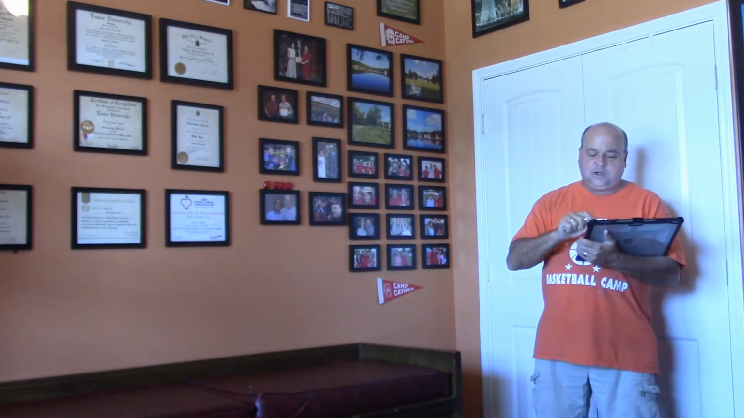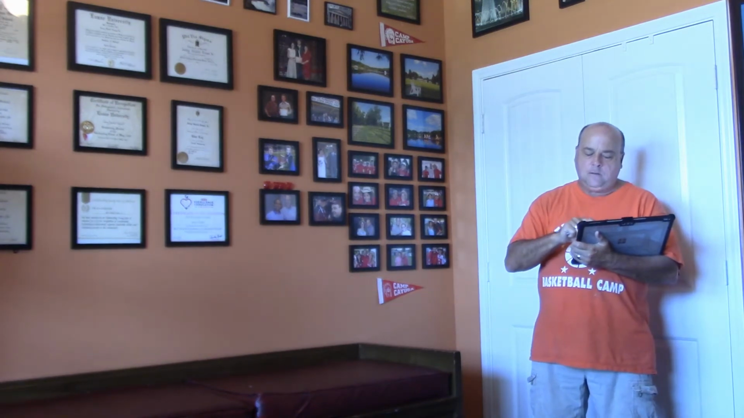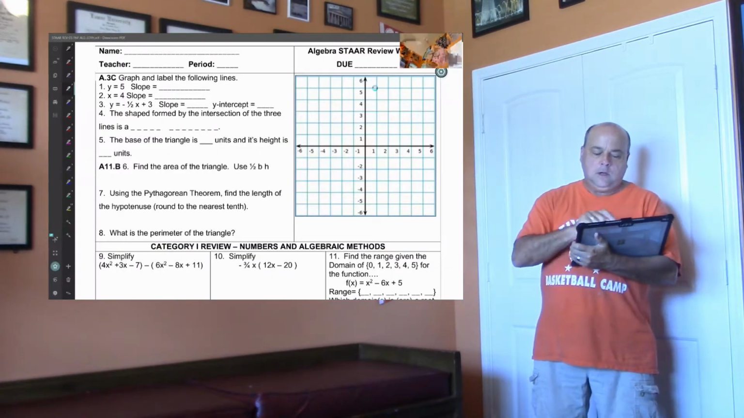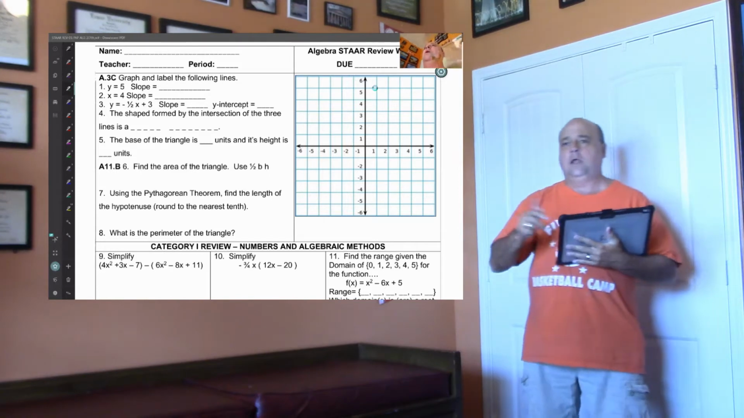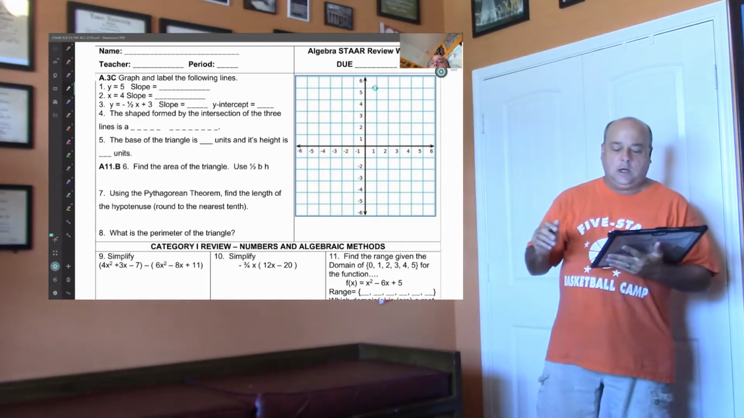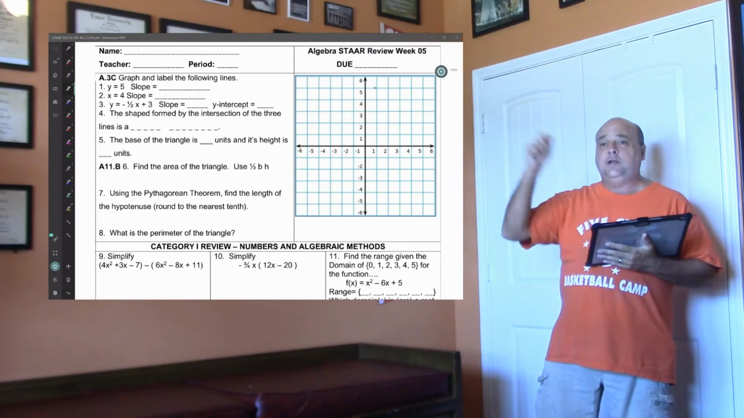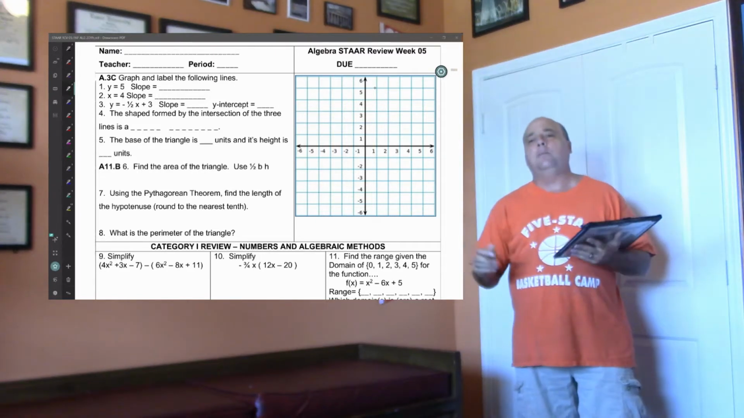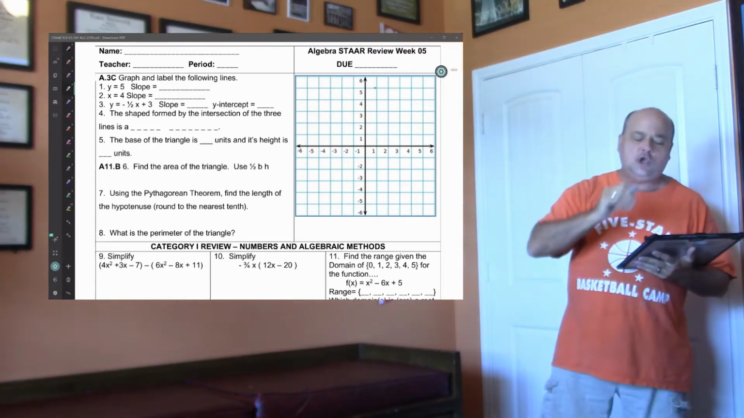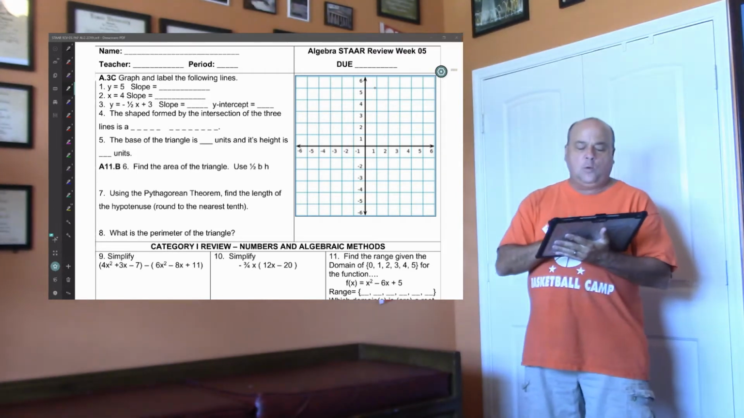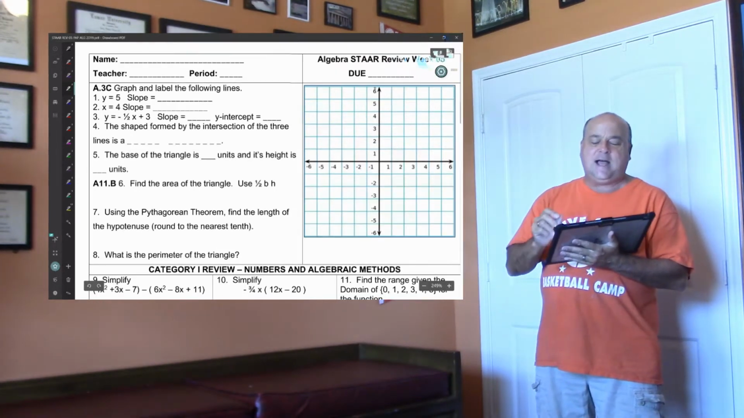Okay, let's get started on this. We're going to graph the first 3 lines. We are recording, okay? So we're going to go through and do the first three lines here. We're going to do 2 more problems. Please be able to graph these lines. This is huge, okay? So number 1, we're going to graph y equals 5.